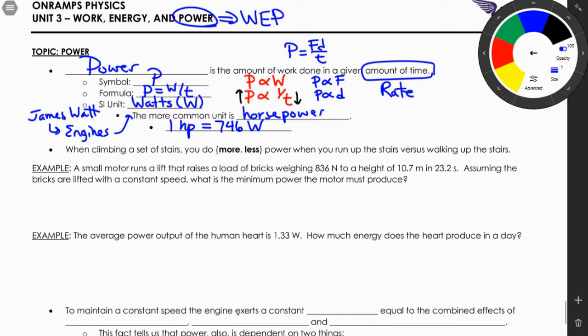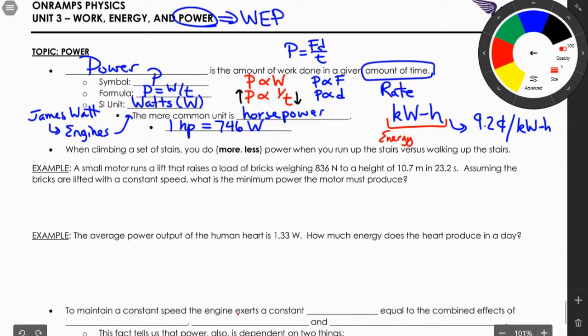And one thing to note, if you get an energy bill, they'll talk about kilowatt hours. So that means 1,000 watt hours in a way. And that's how you're charged. So if your energy bill says 9.2 cents per kilowatt hour, that means every kilowatt hour that you're using, you're going to get charged 9.2 cents. And this kilowatt hour is not necessarily the unit for power. It's actually the unit for energy consumption. So I'm consuming this much energy, and again, that's how you get charged on energy bills.